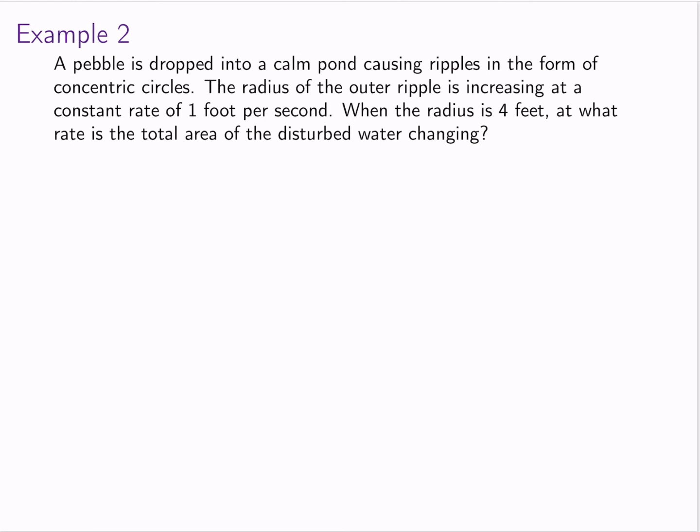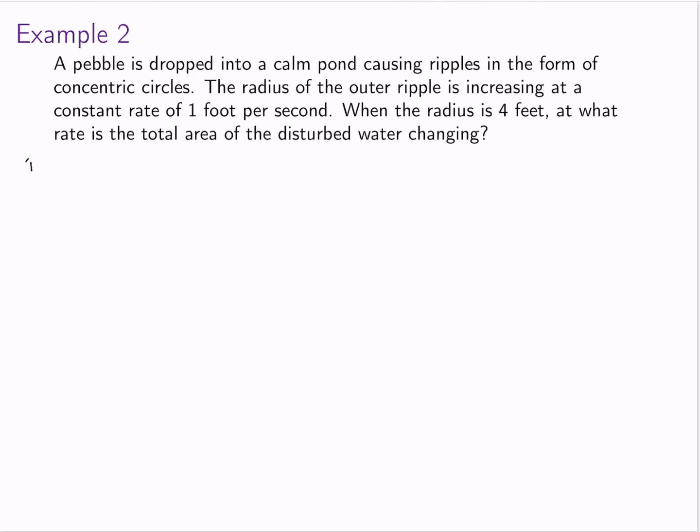All right, so here's our second example. We have a pebble that is dropped into a pond, and it's causing ripples that are forming concentric circles. The radius of the outer ripple is increasing at a constant rate of 1 foot per second. When the radius is 4 feet, so at that snapshot in time, at what rate is the total area of this disturbed water changing?